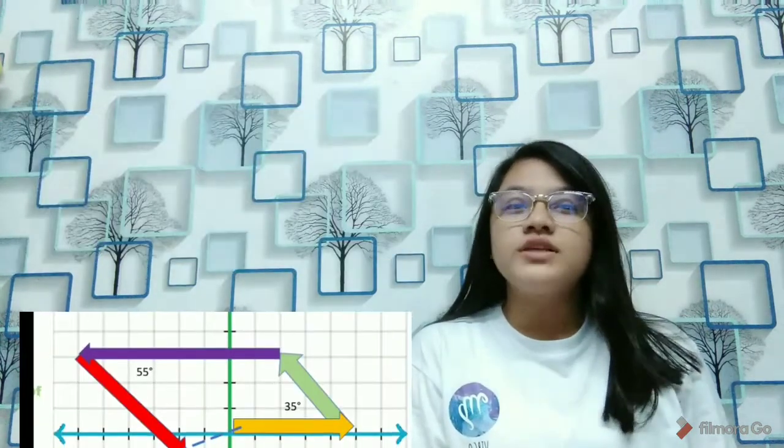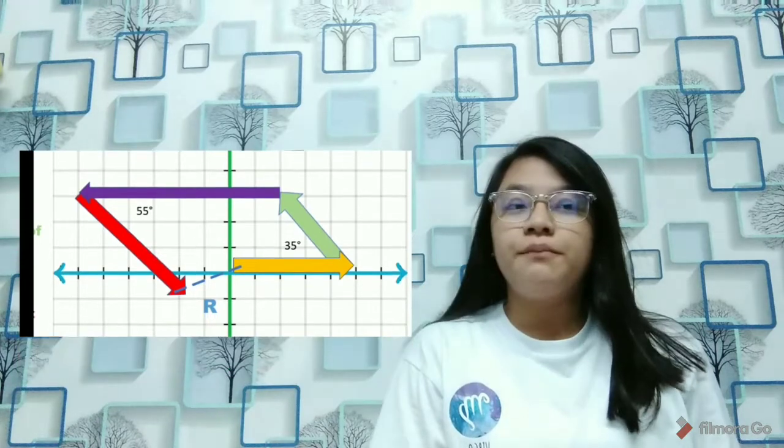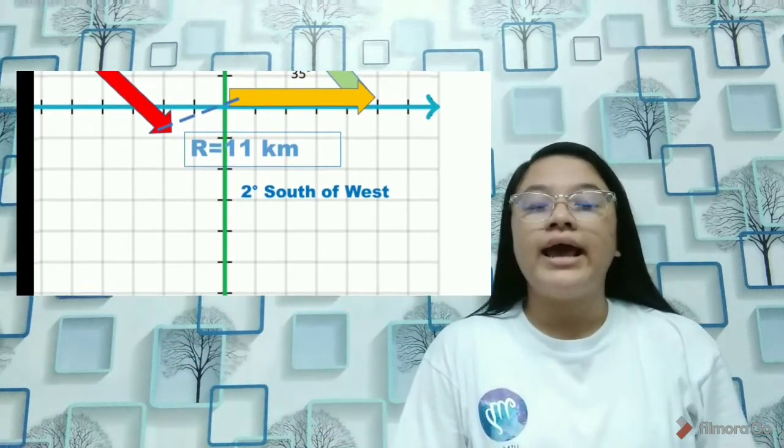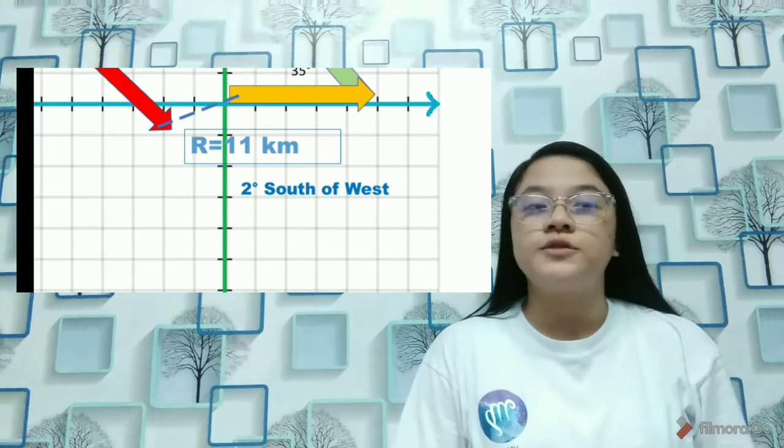To find the resultant vector in this problem, we measure from the starting point up to the end point using the ruler. The resultant vector of this problem is 11 km, which is measured by our ruler, and the angle is 2 degrees, which is measured by our protractor. And to find the direction, since it went west up to the south, the direction of this problem is south of west. And now we are done with addition of vectors using the graphical method.